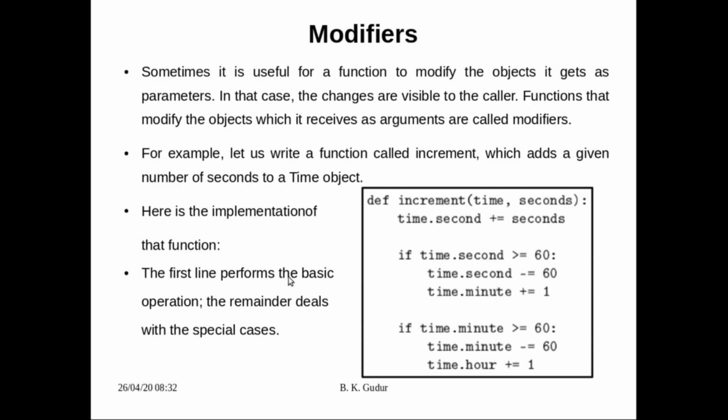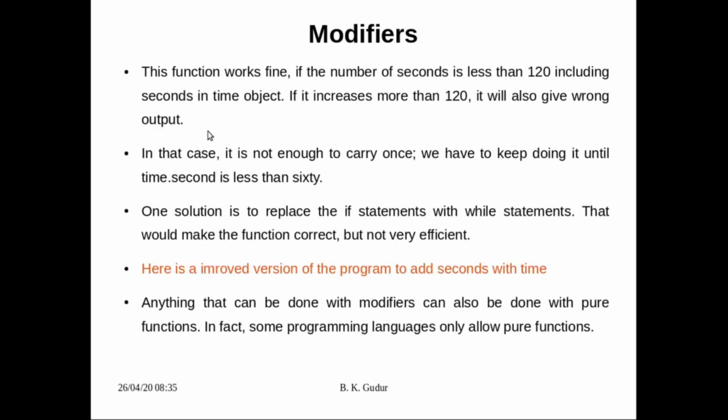The first line performs the basic operation. The remainder deals with the special cases. This does the basic operation and this does the special case. The special case is if the number of seconds is greater than 60, what to do, and later if the number of minutes is greater than 60, then what to do. This function works fine.